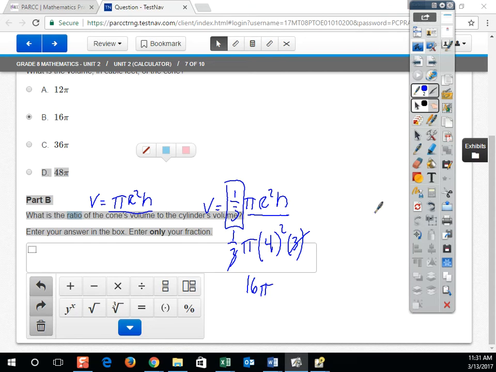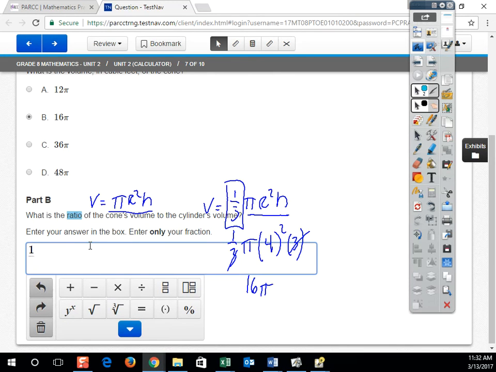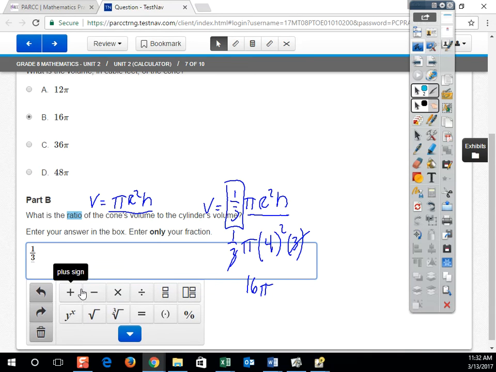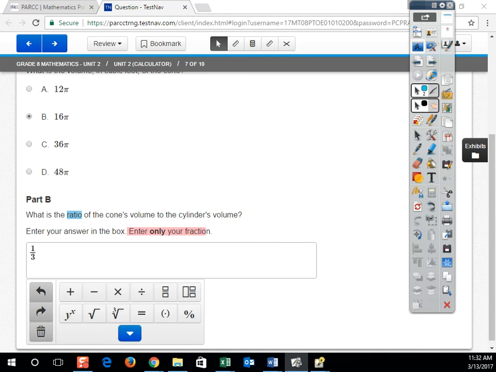which I will right now. So I'll hit 1, and then I need a fraction, 3. And to get out of the fraction, you need to use your arrow keys. And so there we go. And so, since it says enter only your fraction, that's what I've done. All right, moving on.